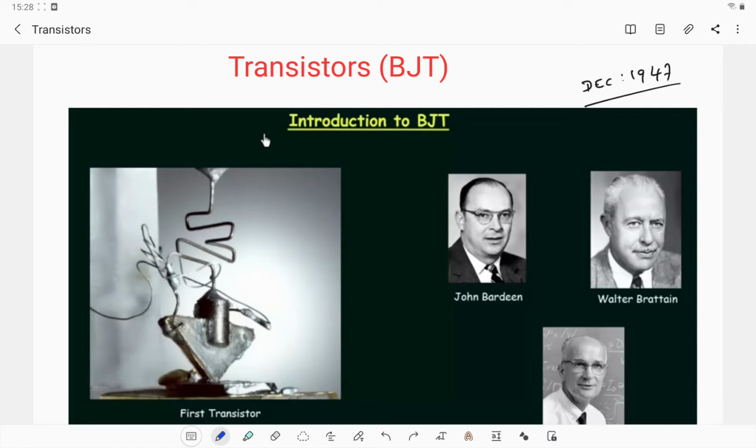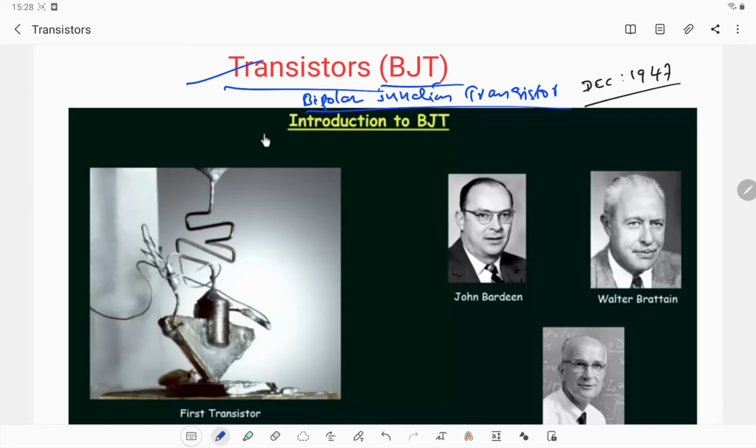Now we are going to discuss one important topic, that is transistors or BJT. BJT means bipolar junction transistor.